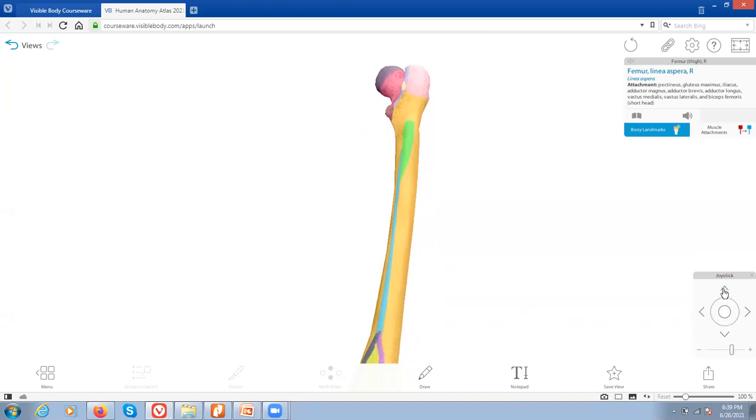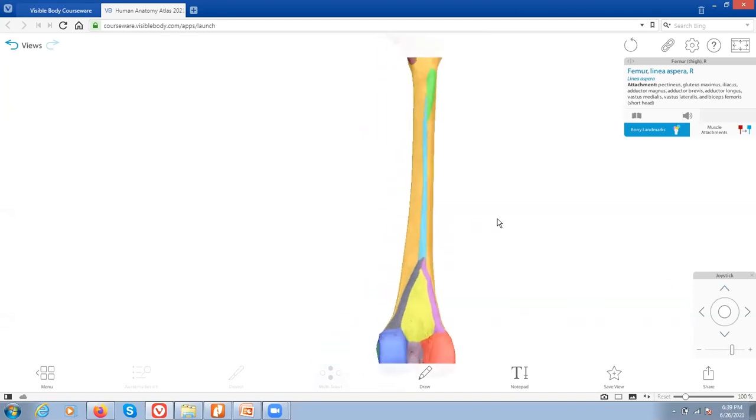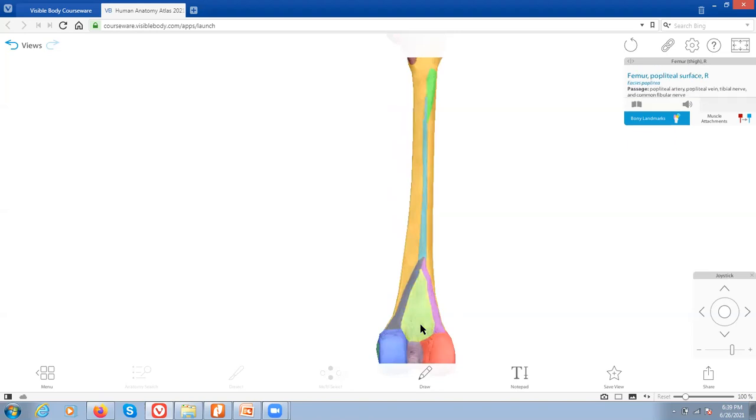Okay, so this is from posterior view, by the way. So this is posterior view. In posterior view, we also have this region called the popliteal surface. So the popliteal is basically the back of the knee, kind of like your knee pit.